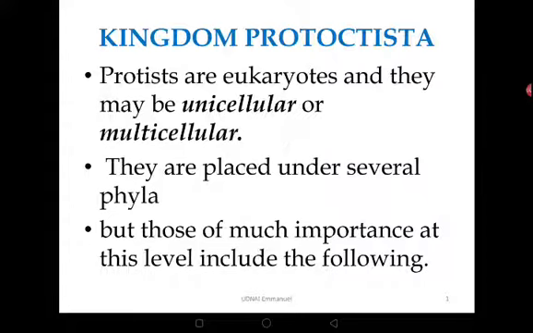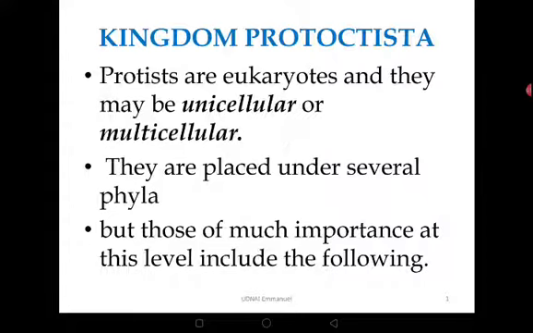So this time we are going to lesson 3. The topic is classification, and we are looking at classification of Kingdom Protoctista. Well, this kingdom was formerly called Kingdom Protista, and those organisms were called protists. However, the name has still remained. The kingdom is Protoctista, and the organisms are called the protists.